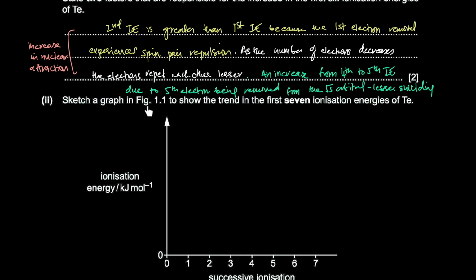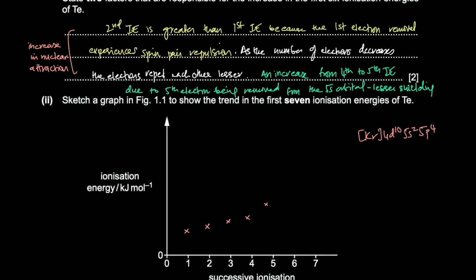Sketch a graph in figure 1.1 to show the trend in the first 7 ionization energies of tellurium. Tellurium again is krypton, then 4d10, then 5s2, and then 5p4. So the first 4 electrons are relatively easy to remove. You will see a slight increase from the 4th to the 5th, a slight jump. It's not a very big jump, just a slight jump because you're going from the P subshell to the S subshell. So this will be slightly higher than the general trend.